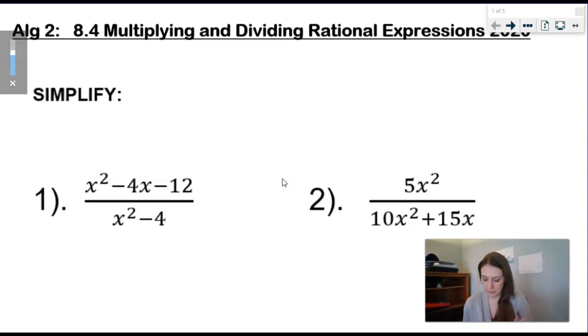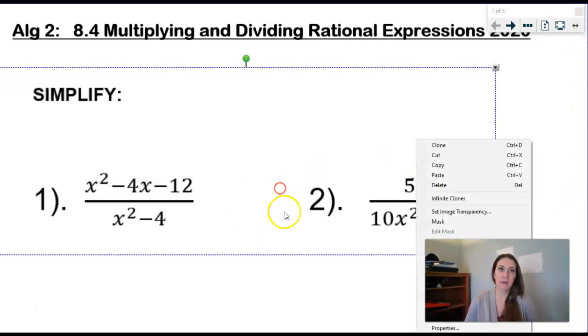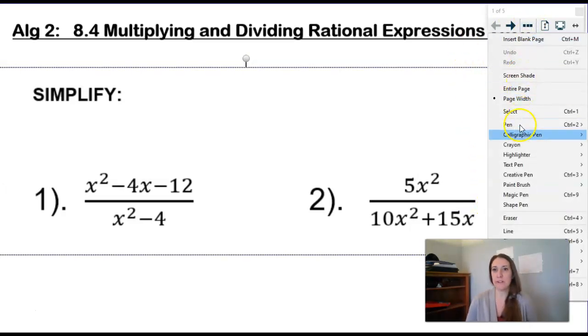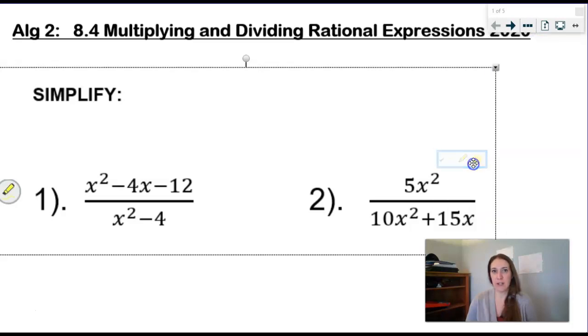All right, I'm looking at the notes page, and we're going to have these two questions where they say simplify. What we would have you do first is look at the question and realize which parts of it are factorable, because that's your first step in simplifying. If you have polynomials, they might be factorable, and in this problem, both of them are.